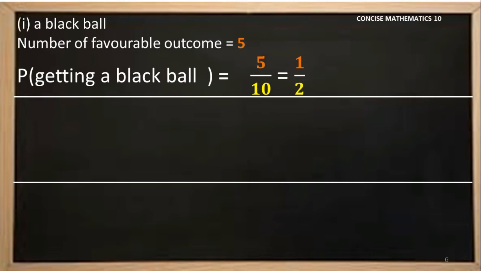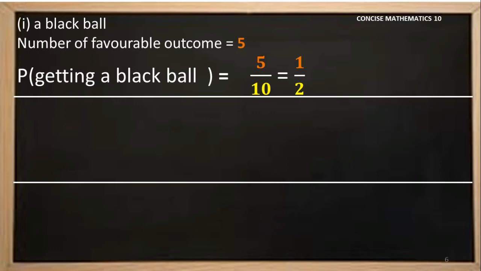So if you go on drawing a ball from a bag, you can get a chance to get a black ball 5 times. More than that is impossible because there are only 5 black balls in it. So the probability of getting a black ball means there is a chance to get 5 black balls from the bag. So what is the probability? Probability is 5 by 10, that is equal to 1 by 2.